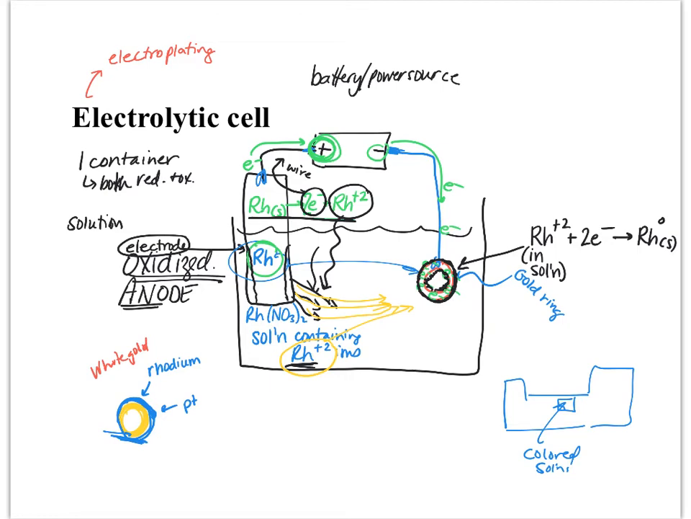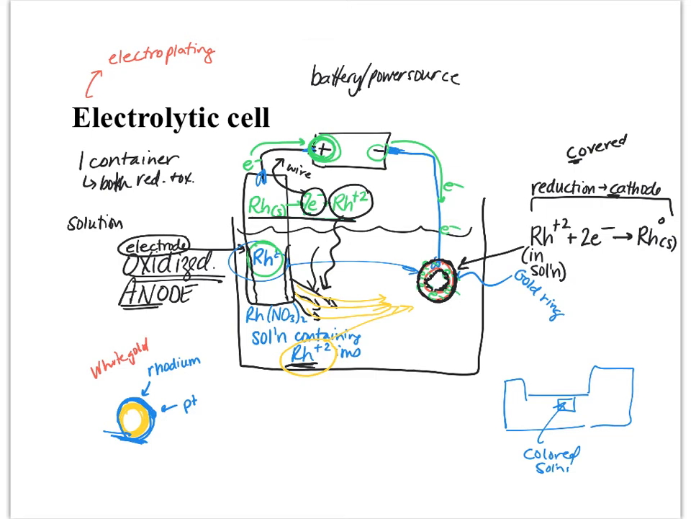Now, what kind of reaction, half reaction is this? That is reduction, which makes this the cathode. When you are doing electroplating, the cathode is always the thing that's getting covered, right? I'm not taking a ring and putting it on top of a rhodium bar. I'm taking the rhodium bar and plating it on top of the object, the ring. So that'll get slightly bigger over time.